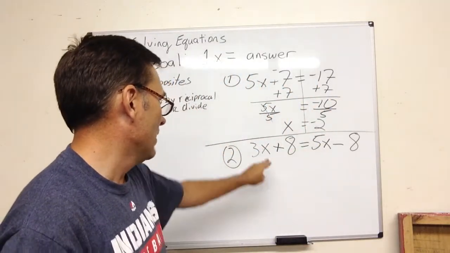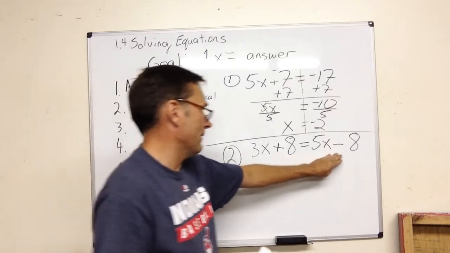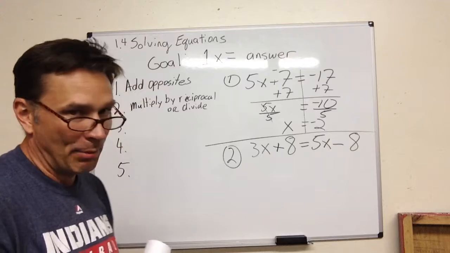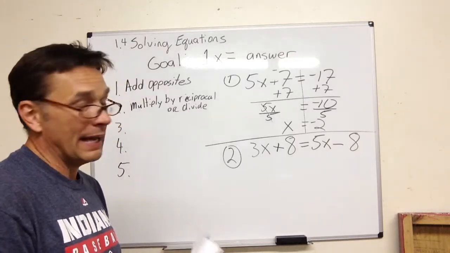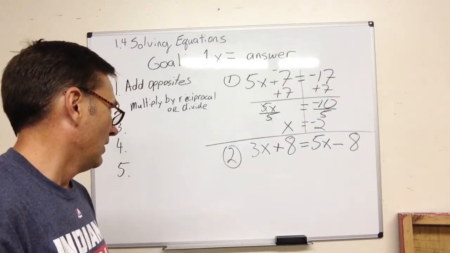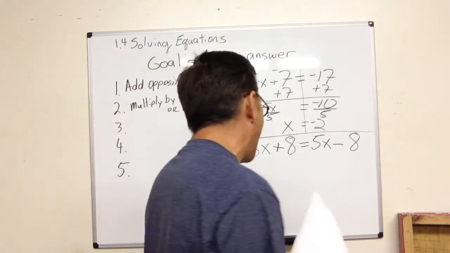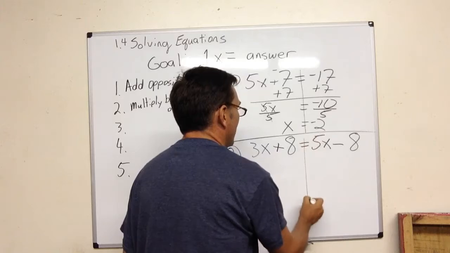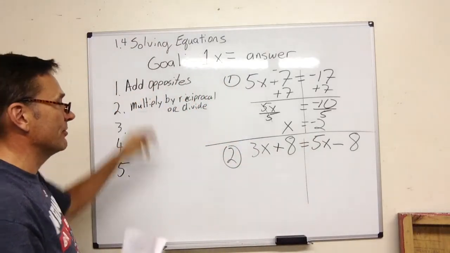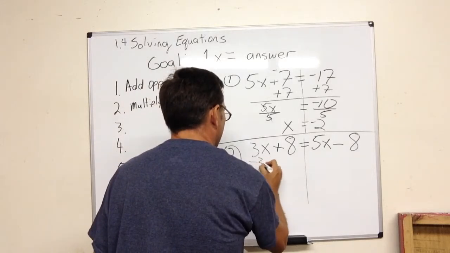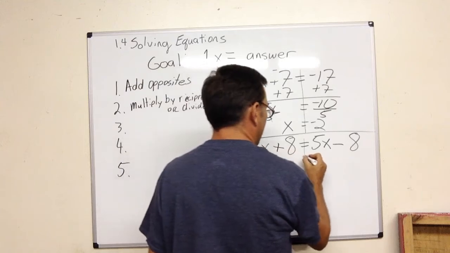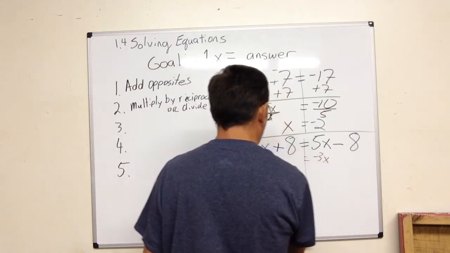Second problem we have, 3x plus 8 equals 5x minus 8. Now, we have x's on both sides of the equal sign. We need to get x's on either side to isolate them. Now, because they're on opposite sides of the equal sign, we have to come back here and add opposites. I like to keep positive numbers. So I'm going to add the smaller one, negative 3x, to both sides.